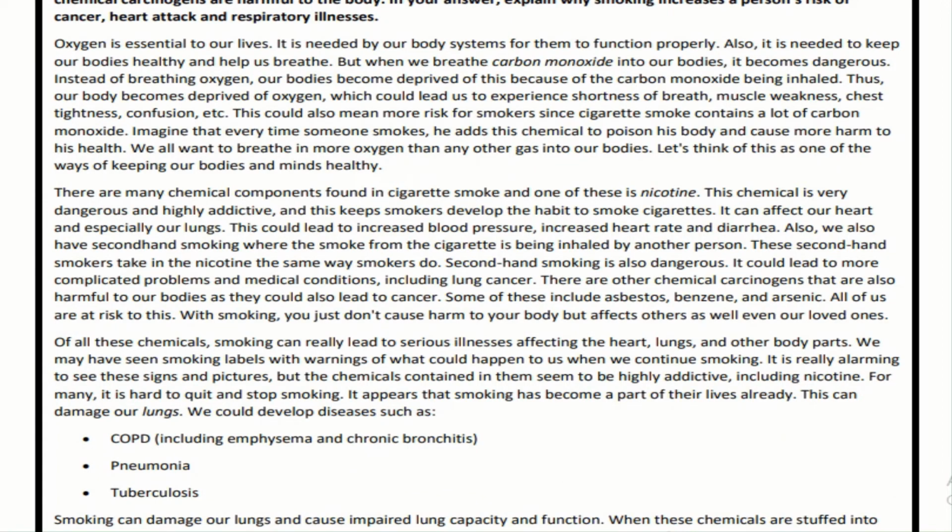There are other chemical carcinogens that are also harmful to our bodies, and they could also lead to cancer. Some of these include asbestos, benzene, and arsenic. All of us are at risk of this. With smoking, you don't just cause harm to your body, but affect others as well, even our loved ones.